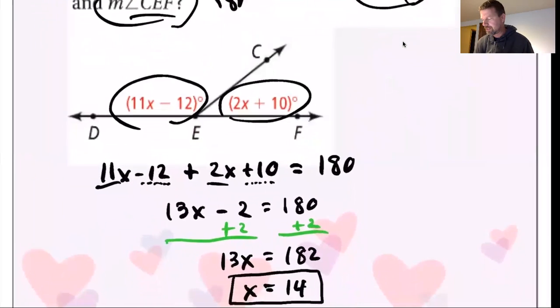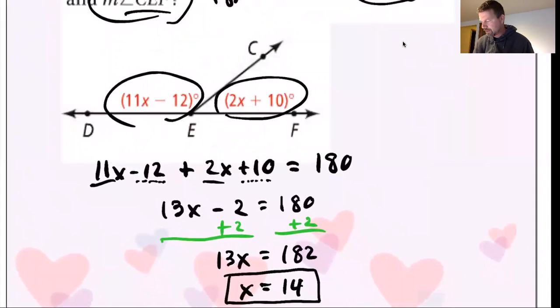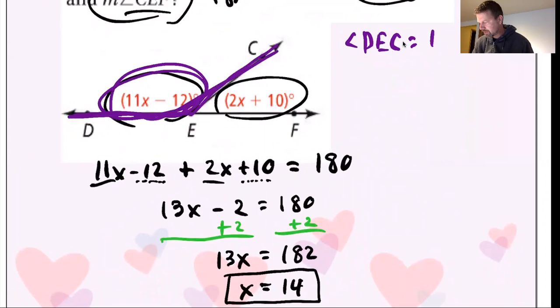So angle DEC. Let's put them in purple here. Angle DEC. That's this one right here, DEC. That's this 11x minus 12. But now that I know x is 14, I can put 11 times 14 minus 12. And that one I'm just going to put into my calculator. 11 times 14 minus 12 is 142 degrees.